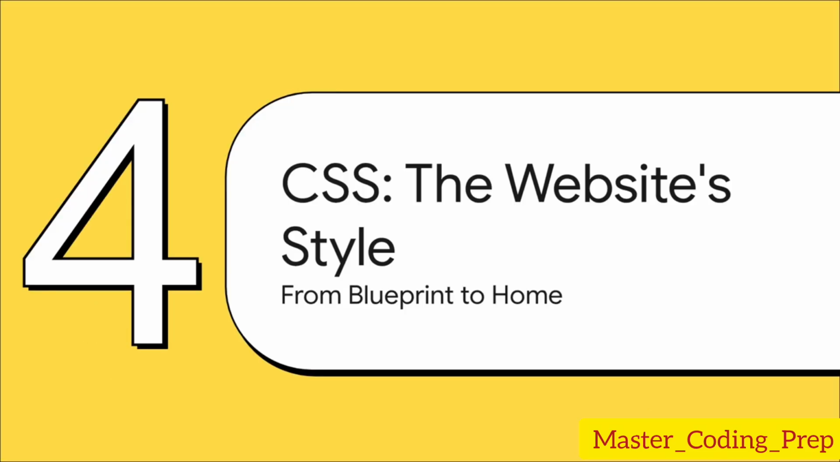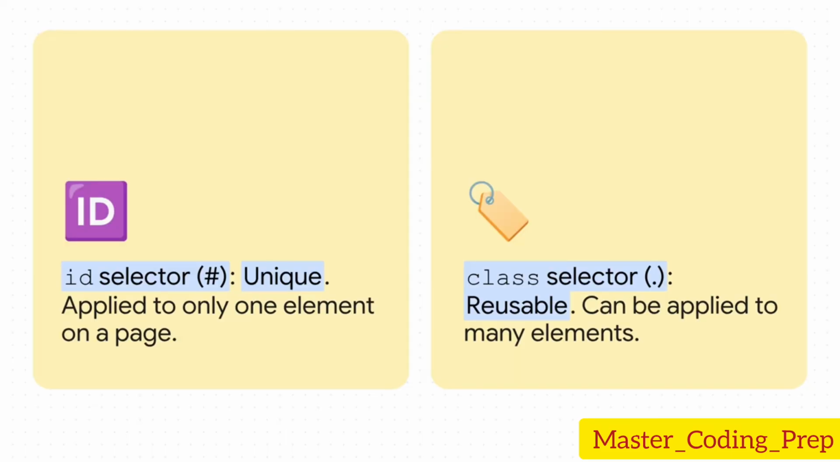Okay, so our house has its structure. The HTML blueprint is done. But right now, it's just a bunch of gray concrete walls. It's functional, but it's not pretty. So it's time to call in the interior decorator, CSS. This is what adds all the color, the fonts, the layout, basically all the style that makes a website feel alive. Now, to style something, you first have to tell CSS what to style.